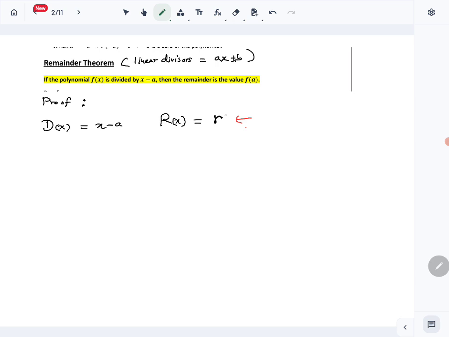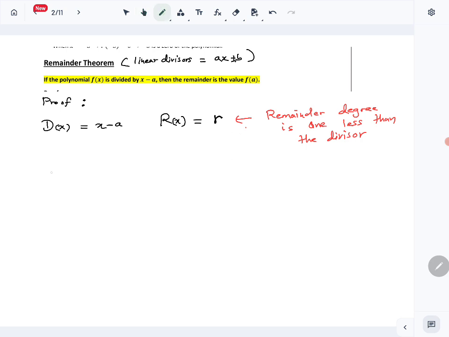We took this as r because why? The remainder degree is 1 less than the divisor degree, right? So when the divisor is linear, the remainder has to be constant. That is why we take it as r, right?